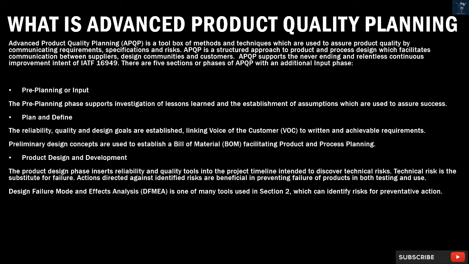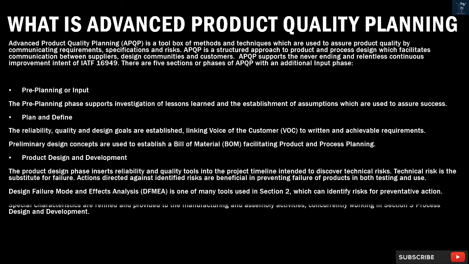The product design phase inserts reliability and quality tools into the project timeline intended to discover technical risks. Technical risk is the substitute for failure. Actions directed against identified risks are beneficial in preventing failure of products in both testing and use. Design Failure Mode and Effects Analysis (FMEA) is one of many tools used in Section 2, which can identify risks for preventative action. Special characteristics are refined and provided to the manufacturing and assembly activities concurrently working in Section 3, Process Design and Development.